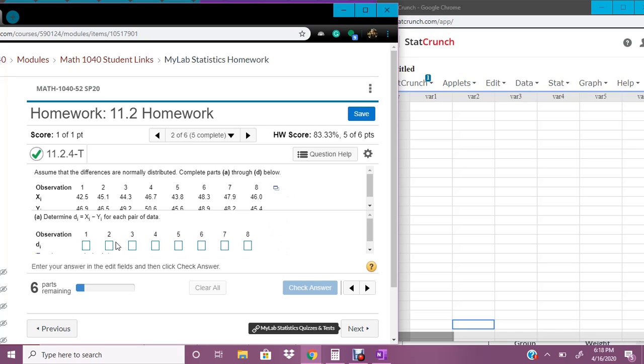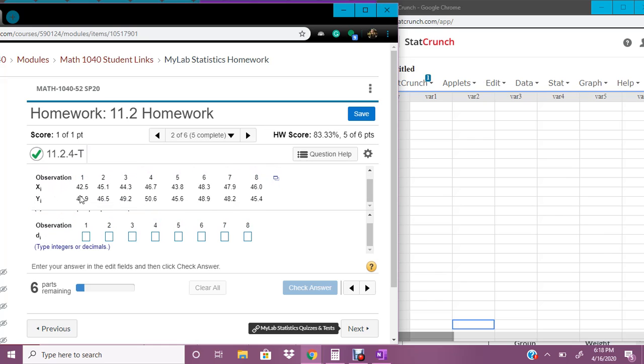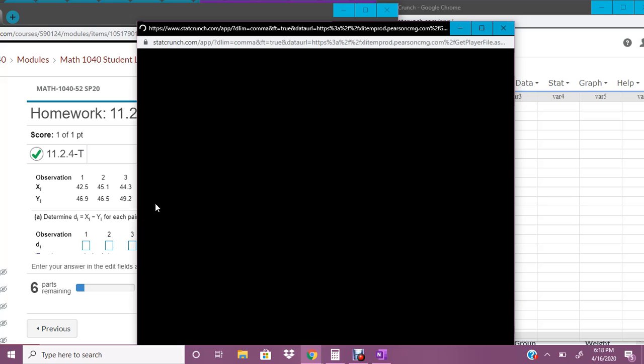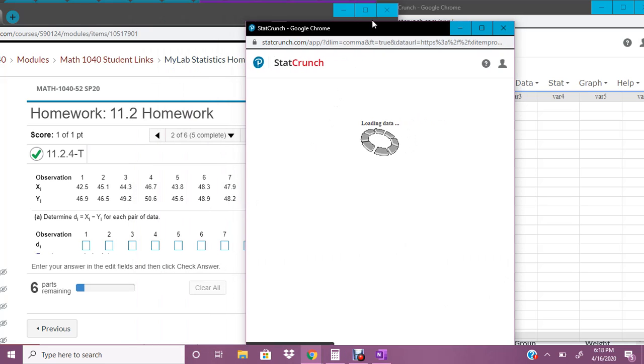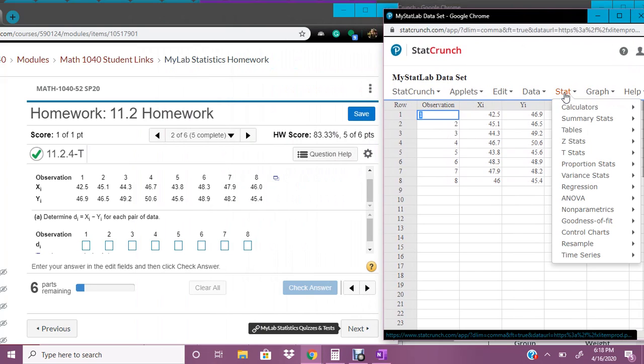But so it's asking us to determine the difference. D stands for difference, I. And so we'll start by opening our data into StatCrunch. We're going to go into Stat, and if we're talking about paired, we're going to be in T-stats. Nothing else has paired as an option. So T-stats paired.